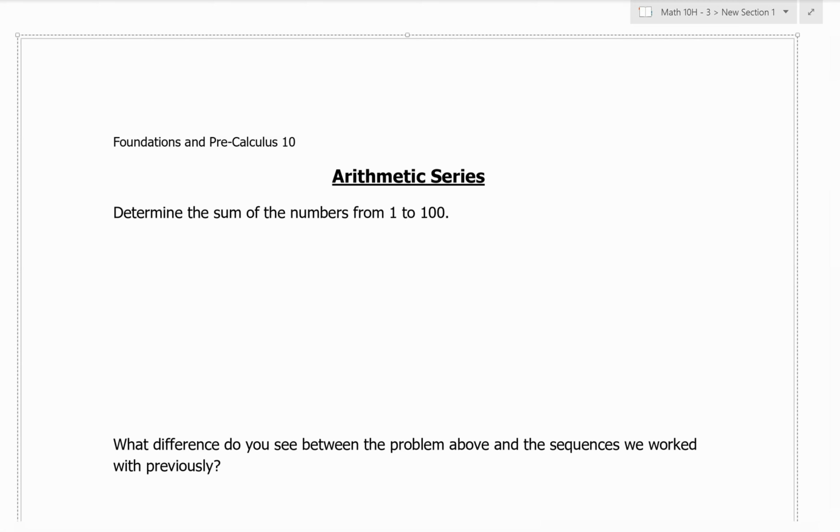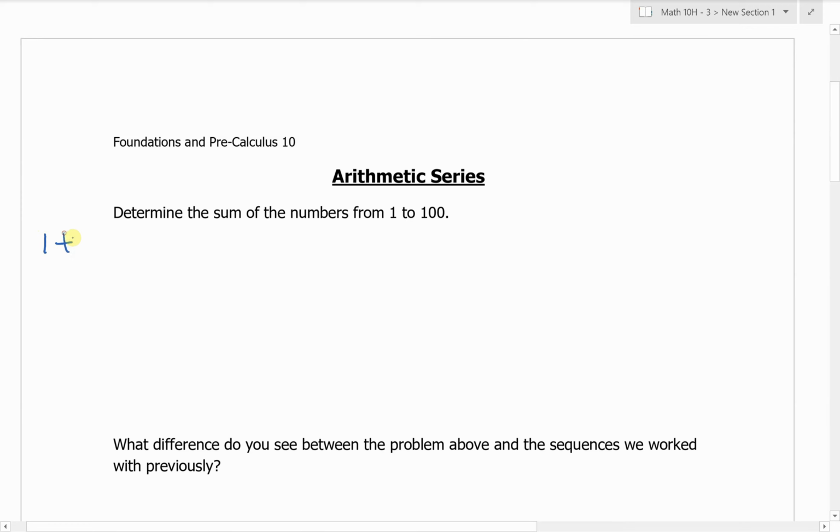Anyways, we are going to be looking at arithmetic series today, and we'll talk about the difference between the sequence and the series, okay? Let's first look at this question here. It says determine the sum of the numbers from 1 to 100. I believe we looked at this question earlier in the year. I don't know if you remember. If you don't remember, that's okay.